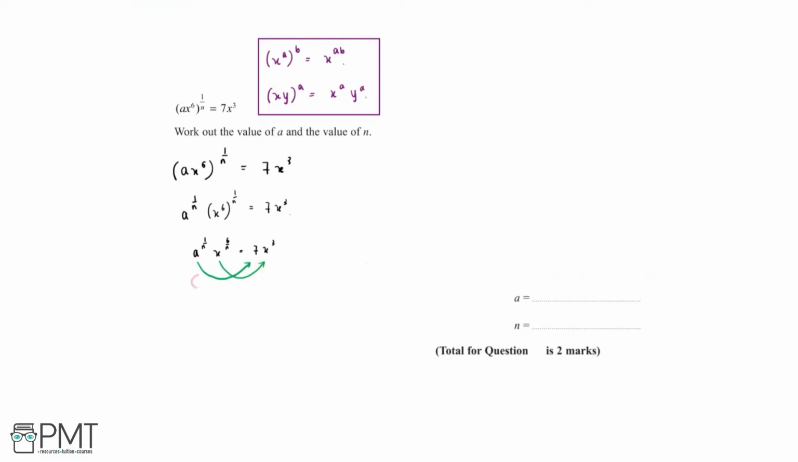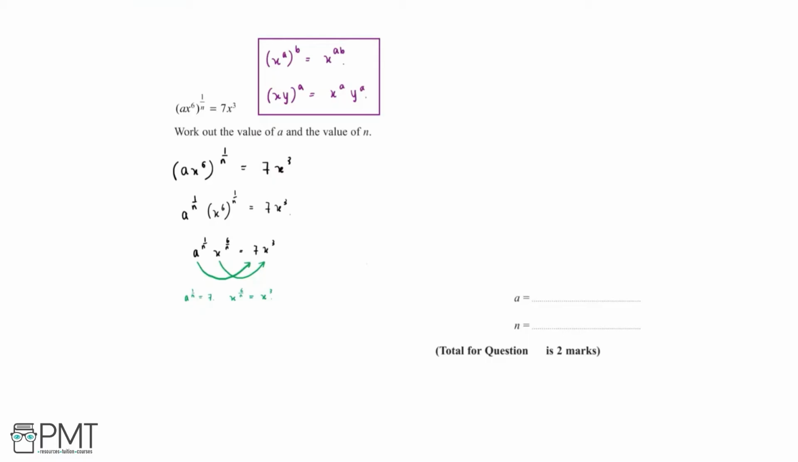Now let's take a look at these arrows. We can say that a to the power of 1 over n corresponds to the coefficient of 7, and x to the power of 6 over n corresponds to x to the power of 3. And so since they must be equal, we can say that a to the power of 1 over n is equal to 7, and x to the power of 6 over n is equal to x cubed. So now we can see if this has given us enough information in order to find out the value of a and the value of n.